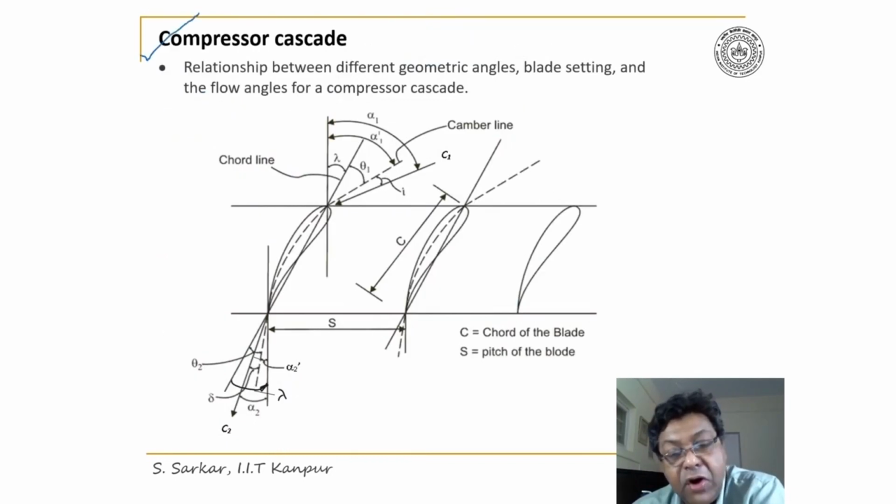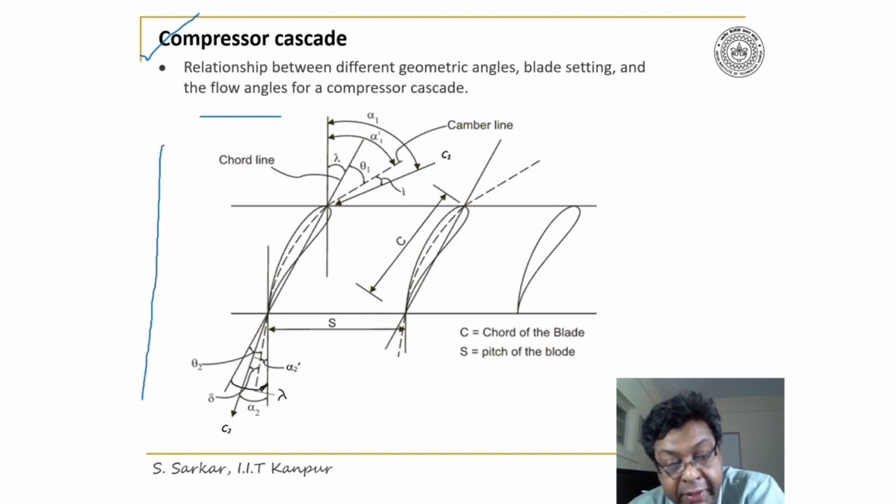These three are very important parameters in cascade nomenclatures. I have considered a compressor cascade now. Here I'll explain the relationship between different geometric angles, blade settings, and flow angles of a compressor cascade. Thus, I have given here a schematic of a compressor cascade. I have explained on this figure different angles and blade settings. So I'll go slow here.